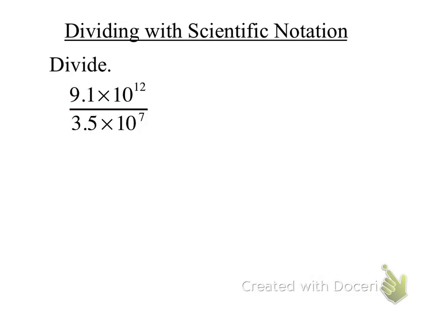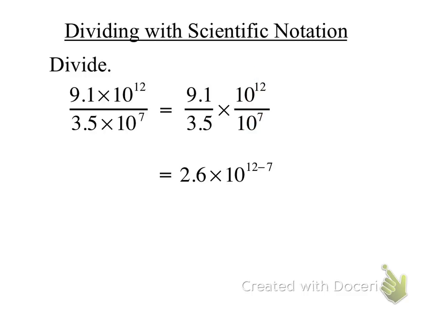All right, dividing. We're doing the same thing. We divide our common bases, and we divide our decimal numbers. 9.1 divided by 9.5. 10 to the 12th, we're really subtracting, right? So I end up with, if I take 7 out here and 7 out here, I end up with 10 to the 5th. And then I do the division for the other part. So we end up with 2.6 times 10 to the 5th.